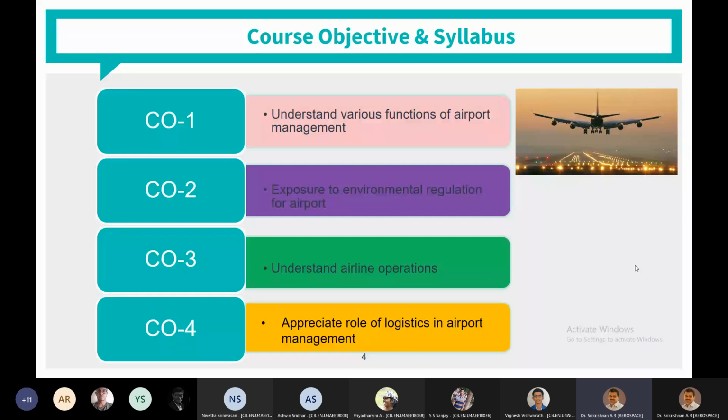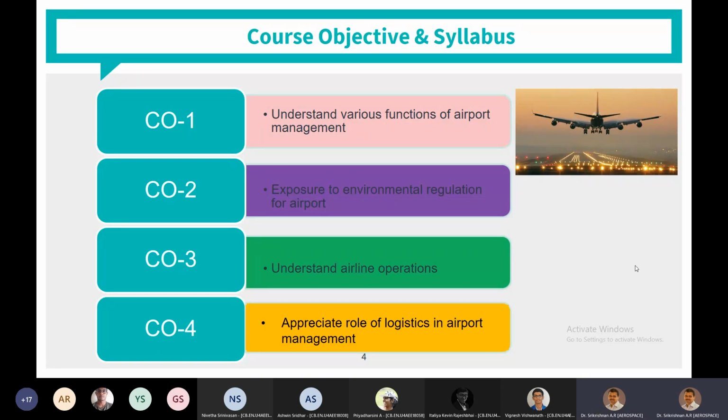CO2, exposure to environmental regulation for airports. The environmental considerations, as we'll see later, have an important role in the design as well as development of the airports. So we will try to understand what are the regulations that govern the requirements pertaining to the environmental considerations.